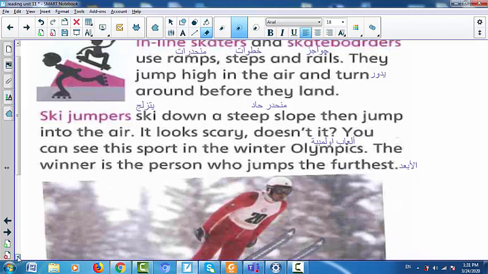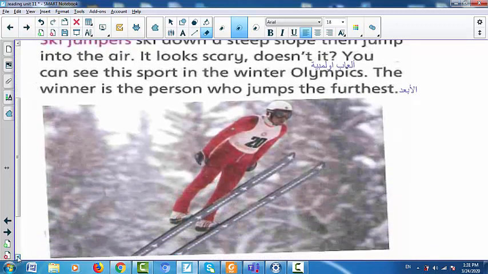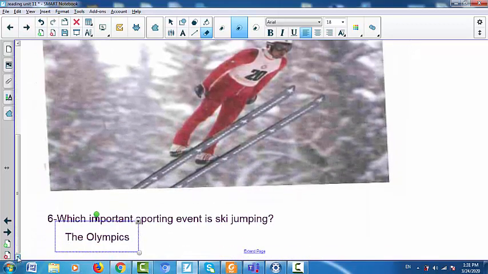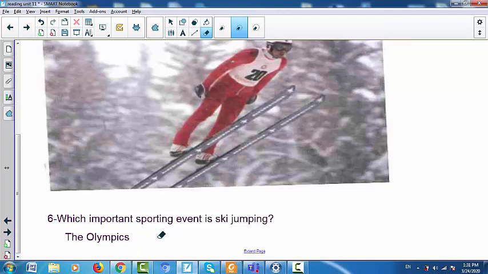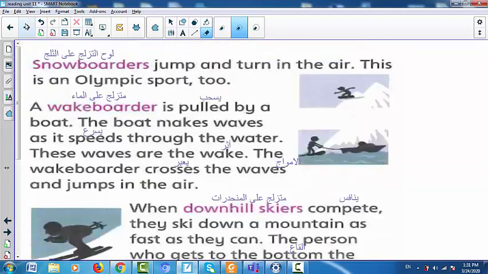Here we have questions about these paragraphs. Which important sports event includes ski jumping? Yes, the Olympics. Snowboarders jump and turn in the air. This is an Olympic sport too.